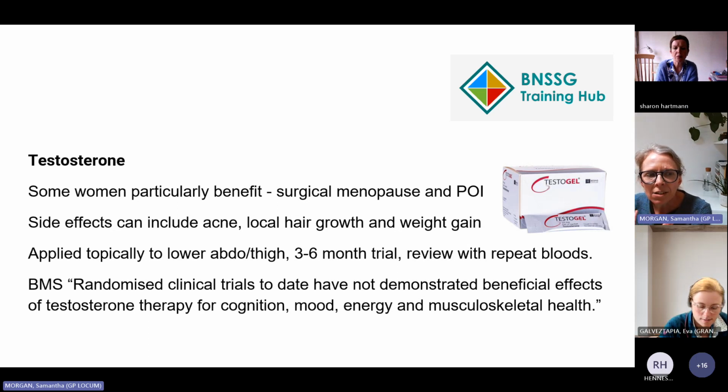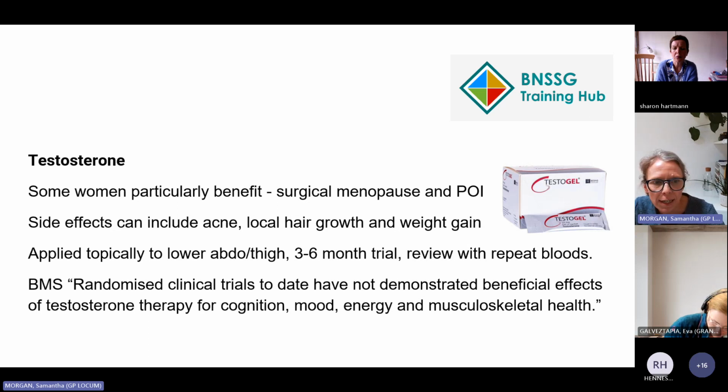And then in terms of testosterone itself, the best evidence for it as a treatment is after surgical menopause and in POI, so premature ovarian insufficiency, where both groups can particularly benefit from the addition of testosterone to standard HRT. It can be really supportive for many women outside of those groups as well. When it's used in physiological doses, it seems to be really safe.